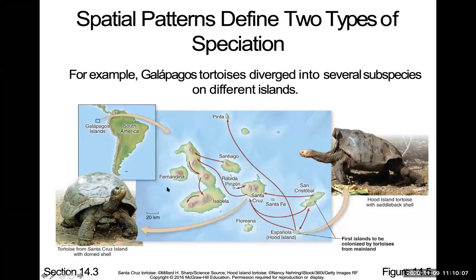So they are considered to be different species. Even if they were left in the same area, they would not mate with each other. So they are different species, but it just happened over time. And in this case, these islands are separated by these waters. So this is another example of allopatric speciation. Galapagos tortoise diverged into several subspecies on different islands.